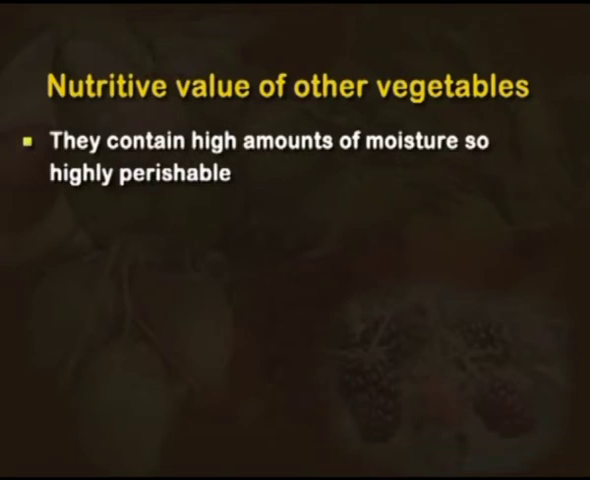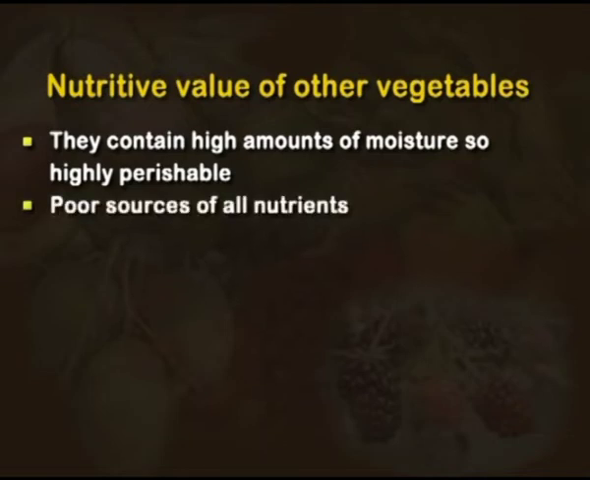Now, we also have a third class of vegetables which we put as other vegetables. All the other vegetables include lady's finger, brinjal, gourds, beans, etc. Now let us see their nutritive value. They contain high amounts of moisture, therefore they are highly perishable. They provide moisture to the diet.